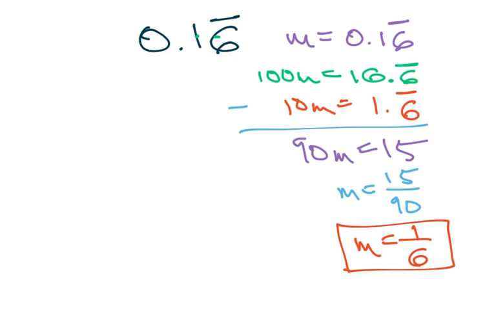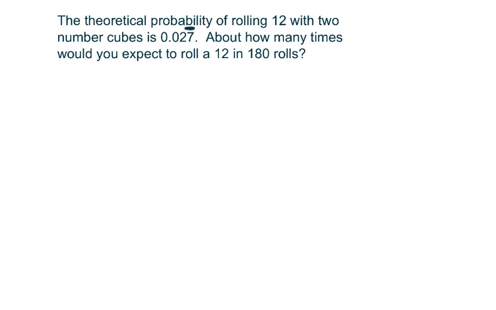Now, you know Saxon, you think they just stop there and maybe give you a couple more practice problems of the same ilk, but no. Now they want you to turn on that brain. So please write this down. The theoretical probability of rolling 12 with 2 number cubes is 0.027 with the 7 repeating. About how many times would you expect to roll a 12 in 180 rolls?